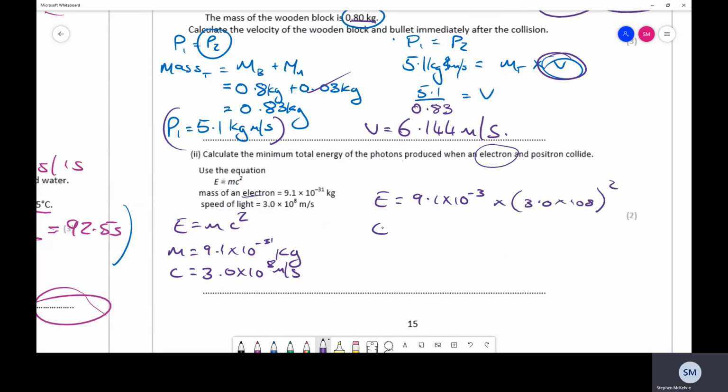And I'm just going to put that into a calculator, because I think nobody got time to do that in their head. 9.1 times 10 to the power of minus 3? No, minus 31, multiplied by 3.0 times 10 to the power of 8, close bracket, squared. Golly, that's a big number. The amount of energy produced is 8.19 times 10 to the minus 14. Considering that it's an electron, that's a lot of energy.